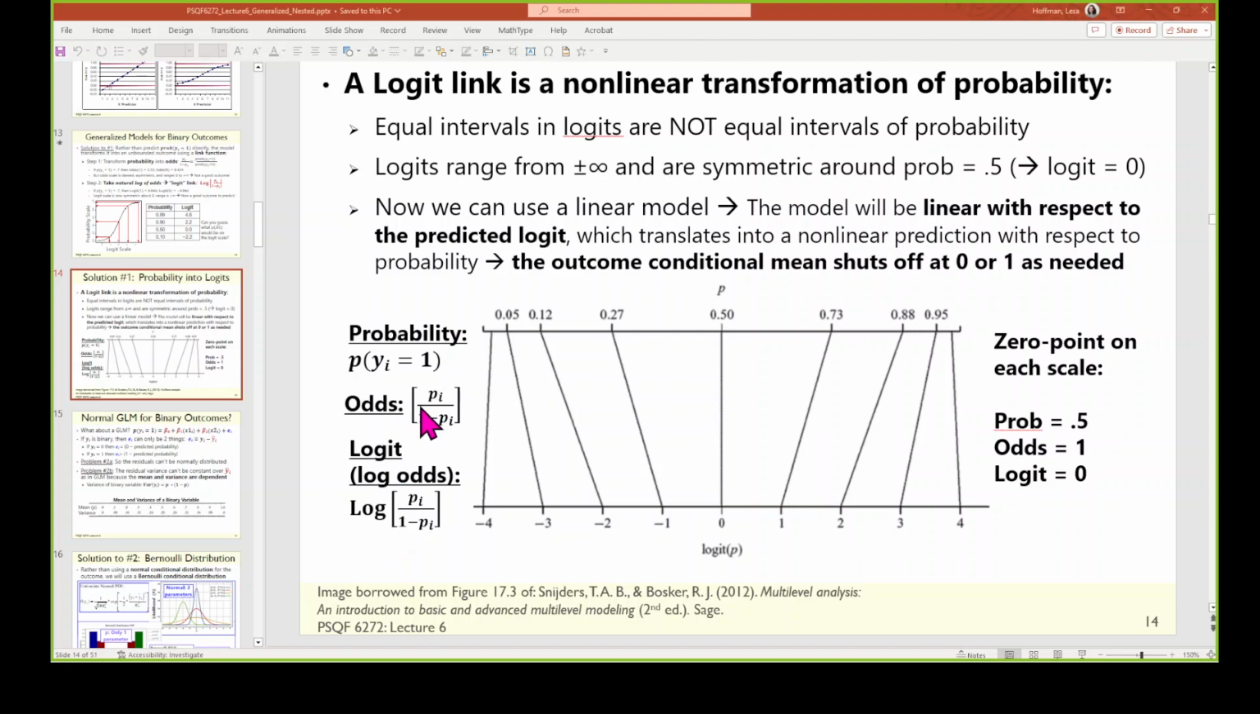So there are 3 different scales involved in predicting an outcome. We have probability, where 0.5 is the neutral point on that scale. If we take the probability of a 1 and divide it by the probability of a 0, that gets us to odds. And the neutral point in odds is what? Feel free to read from the screen. 1. Yes, 1. So a probability of 0.5 converts to an odds of 1, and then if we take the natural log of that, it's 0. So a logit of 0, odds of 1, and probability of 0.5 is the neutral point on each of these scales.